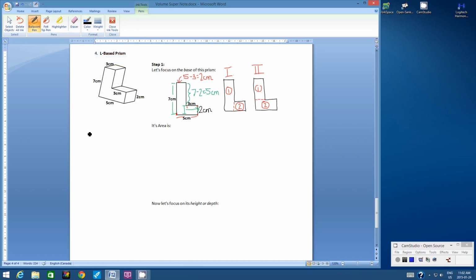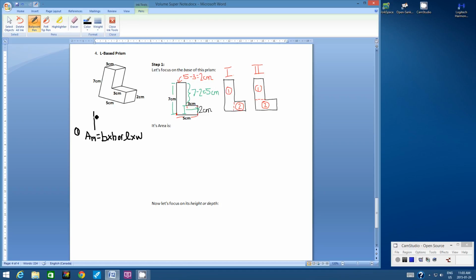All right, so we have area of rectangle 1 equals base times height, or length times width. So we're just going to call this the first step of our solution. Okay, so let's look at rectangle 1 in strategy 1.